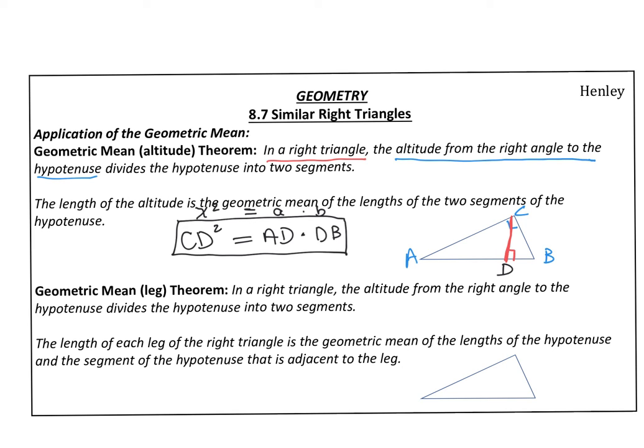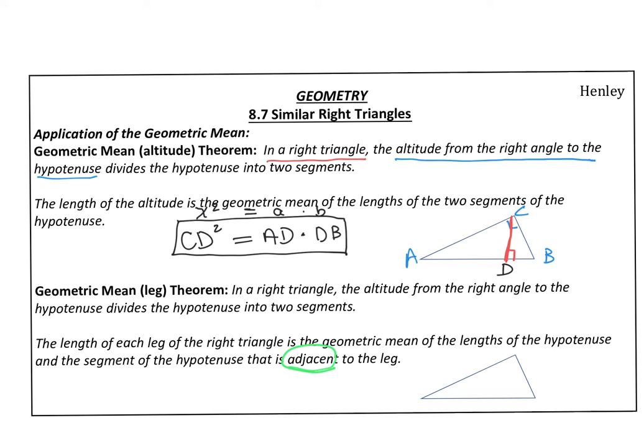Now, let's look at the next part. The geometric mean leg theorem, see, in the top part we're looking for the altitude, and the second part we're looking for the leg. In a right triangle, the altitude from the right angle to the hypotenuse divides the hypotenuse in two segments. We just got through saying that, but here's how to use it. The length of each leg of the right triangle is the geometric mean of the lengths of the hypotenuse and the segment of the hypotenuse that is adjacent to the leg. Remember, adjacent means next to.